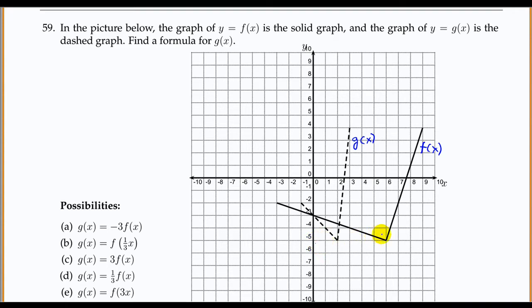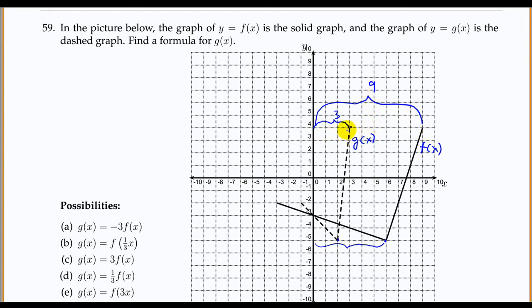The distance from this point to the y-axis is how many units? 1, 2, 3, 4, 5, 6. 6 units. And the distance to that edge is 2 units. Okay. Let us check if it is true for all points. Let us check here. So this is 3. And how about this? 3, 4, 5, 6, 7, 8, 9. Okay.